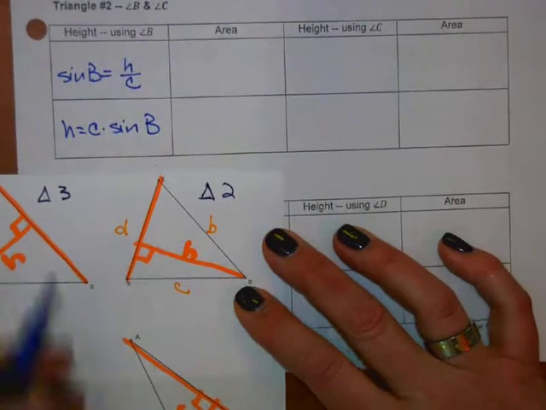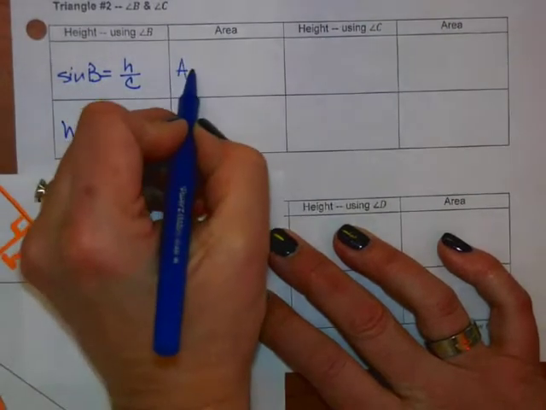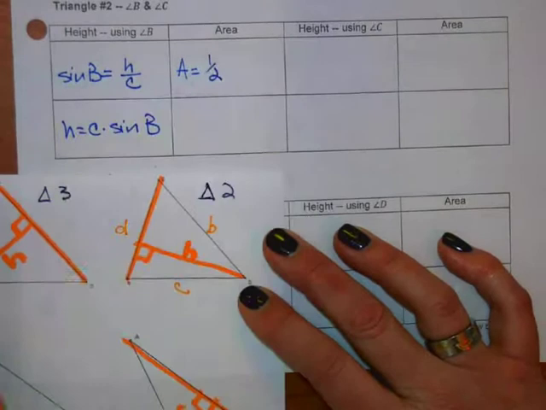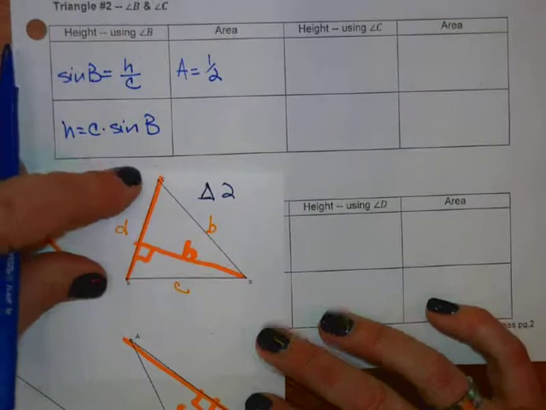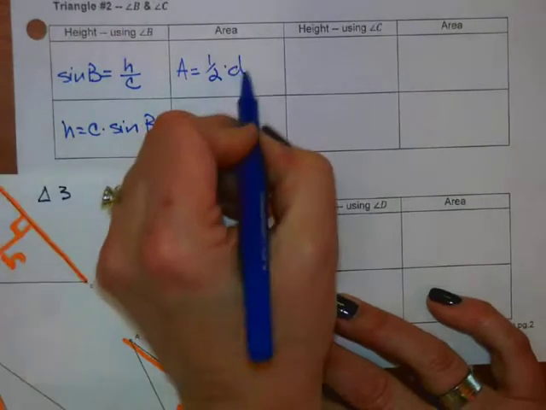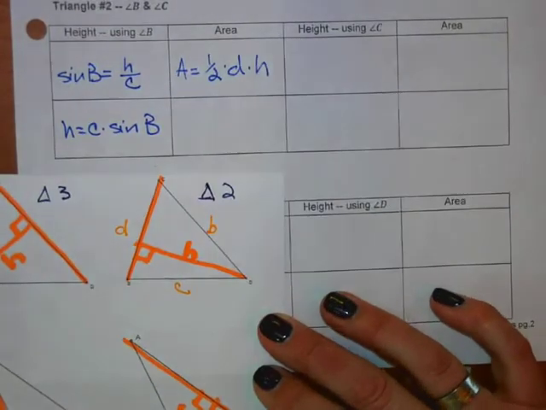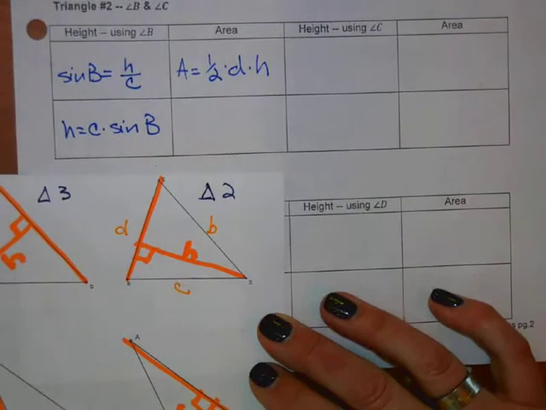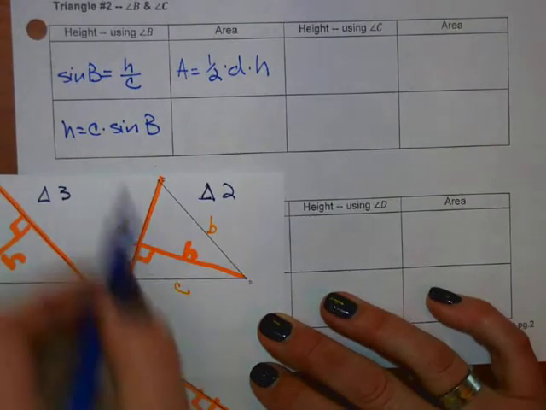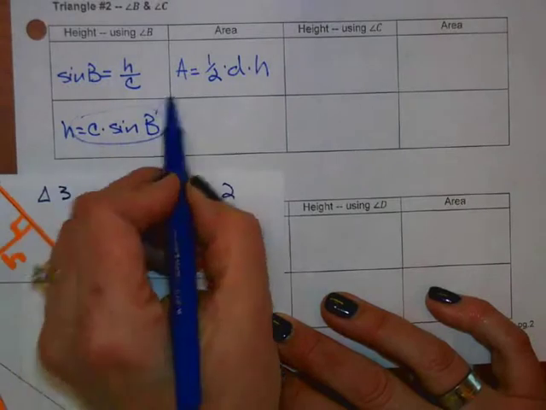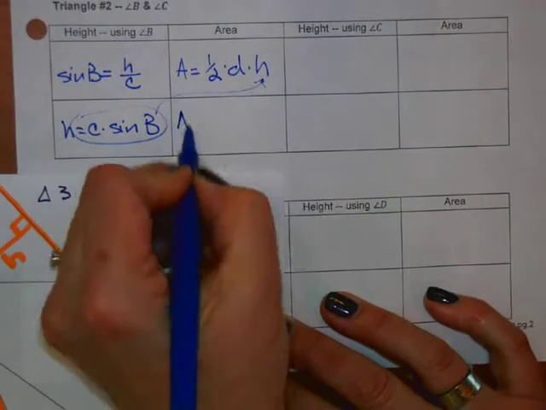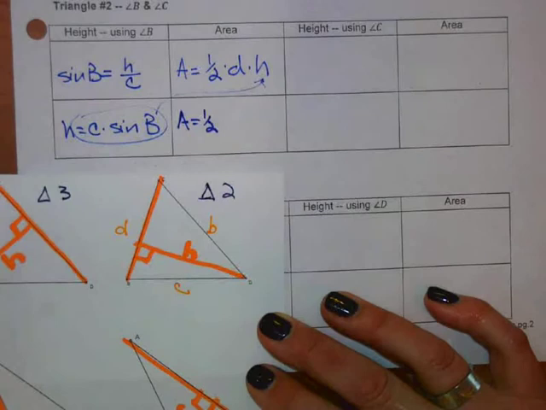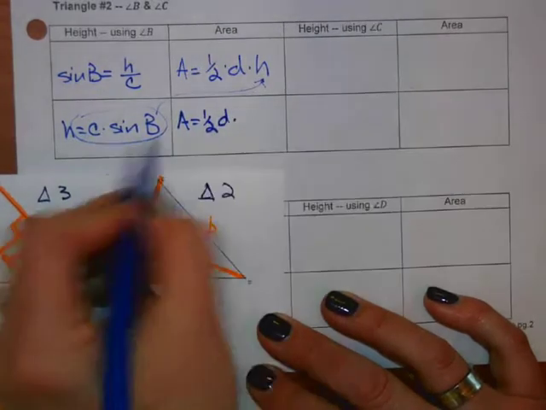Okay, let's do area for this triangle. Area equals 1/2 the base, which I decided is what letter? D in this triangle, times the height. Then we're going to take and we're going to substitute h with that stuff, and we're going to rewrite the area formula. Area equals 1/2 D times this stuff.